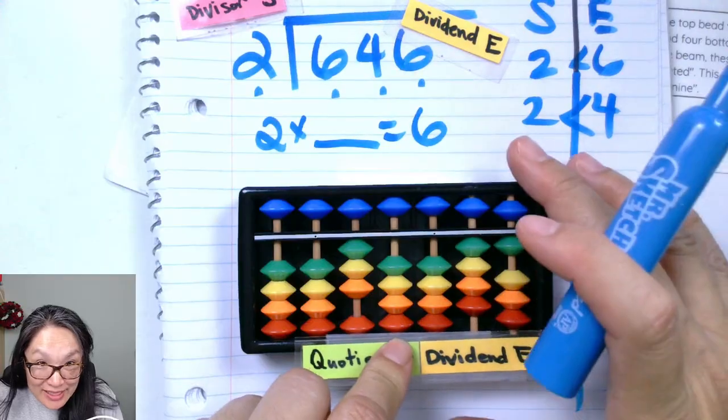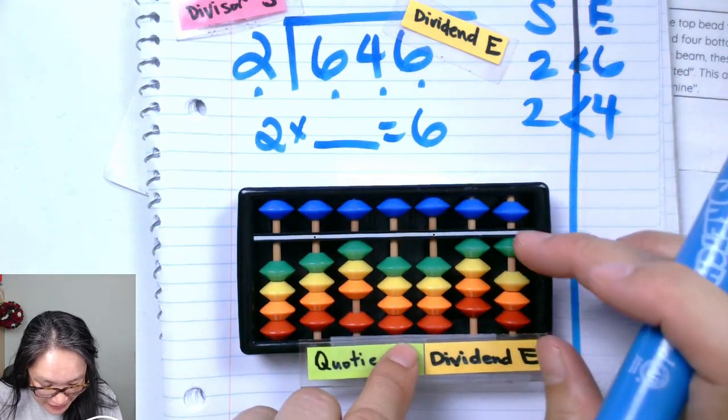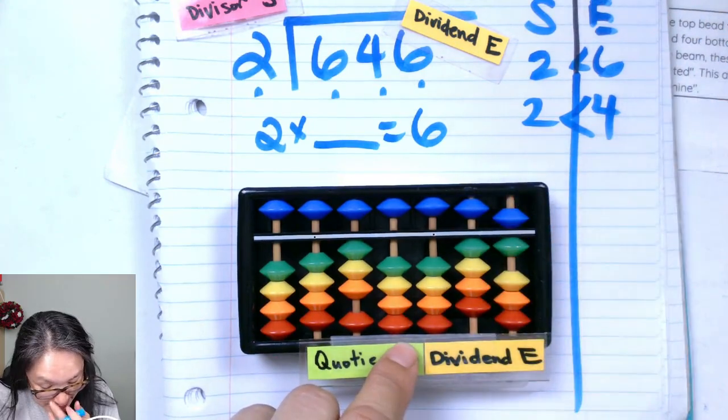Okay, I'm making mistakes. I can do a few more, but then after this, we're going to have to head out because I'm making some mistakes.